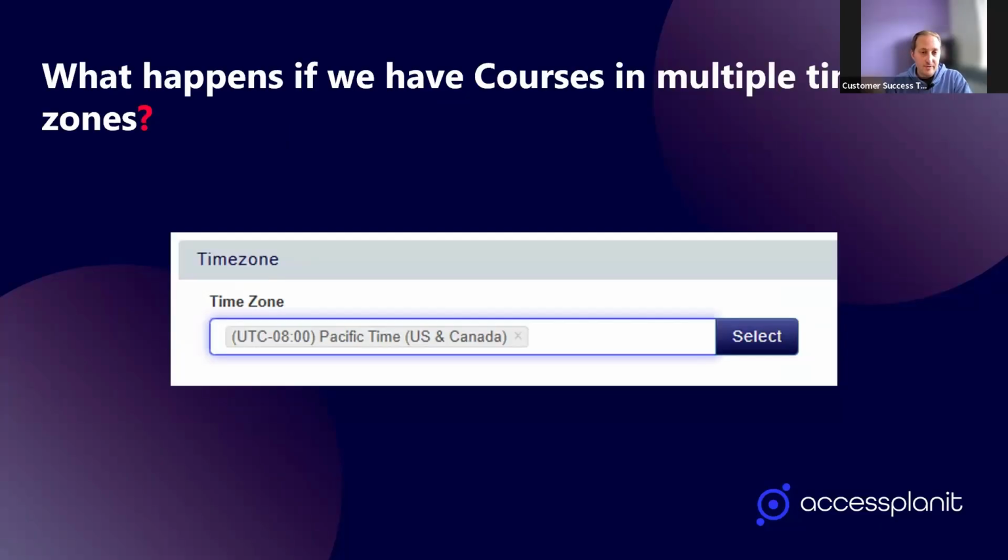And then for those people that work in multiple time zones, what happens if we have courses in multiple time zones? So Teams requires a time zone for every scheduled meeting. The integration checks this in the following order. So the course's time zone setting, it'll then check the associated training provider's time zone. And then finally, it will check the default time zone defined in your integration settings. So it'll have all those checks along the way.